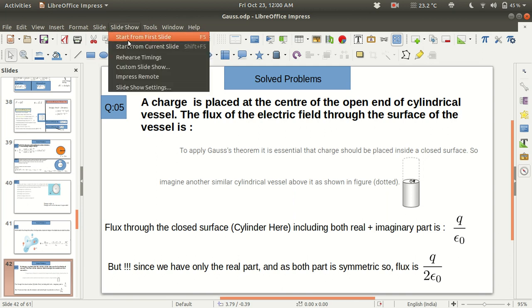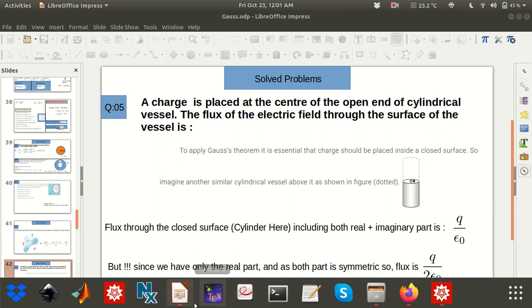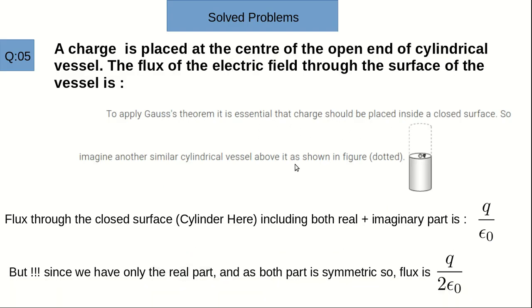So here I have this charge placed at the center of the open cylindrical vessel, and we need to find the electric flux through the surface of the vessel. So let's look at this. As we know, to apply Gauss's theorem, it is essential that the charge should be inside a closed surface. So here the charge is placed at the center of the open end of the cylinder. This is our actual surface, and the dotted one is what we are imagining. So this is our actual surface, and the charge is residing here.